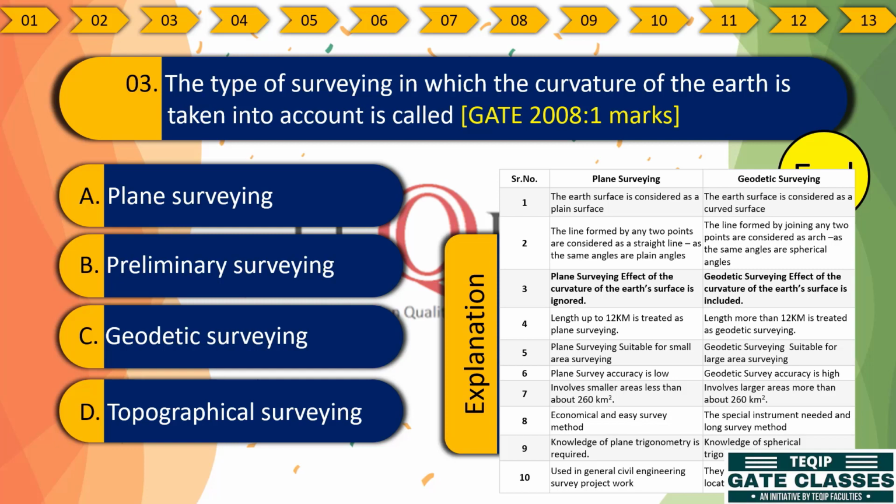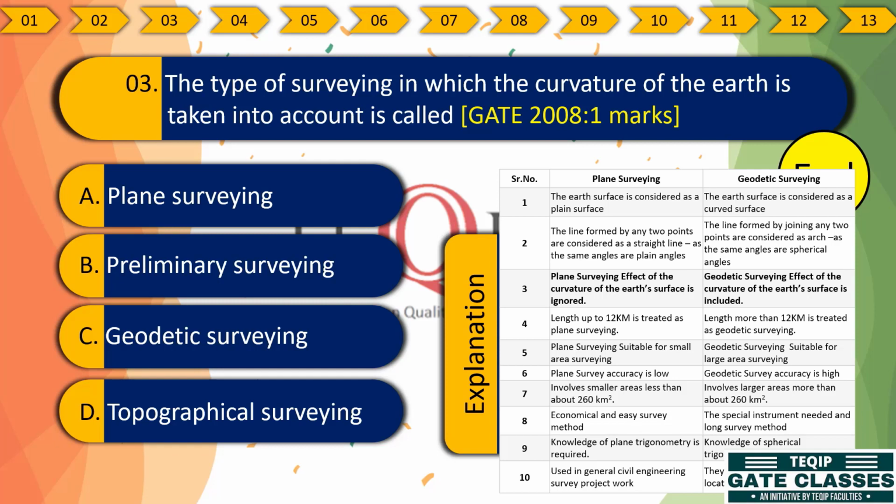In plane surveying, length up to 12 km is treated as plane surveying. But in geodetic surveying, length more than 12 km is treated as geodetic surveying. The fifth difference is that plane surveying is suitable for small area surveying, but geodetic surveying is suitable for large area surveying. The sixth point, plane survey accuracy is low, geodetic surveying accuracy is very high. The seventh difference, plane surveying involves a smaller area, less than about 260 km square, but geodetic surveying involves a large area, more than about 260 km square.